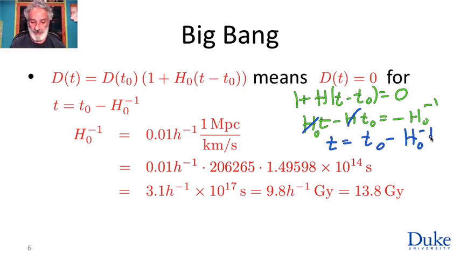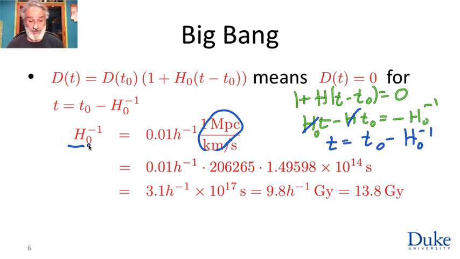Wait, so h0 inverse is a time? I thought h was something in kilometer per second per megaparsec. Well, once you remember that a megaparsec and a kilometer are both distance units, you realize you can convert one to the other, and indeed, kilometer per second per megaparsec is 1 over seconds times some small number, or megaparsec per kilometer per second. The units of h0 inverse are indeed the units of time. So what is this time? This is the so-called Hubble time.